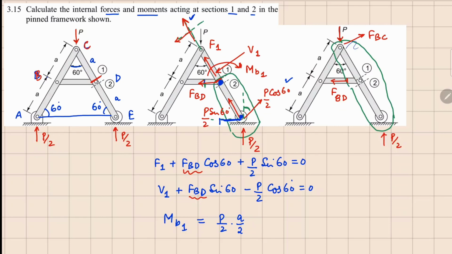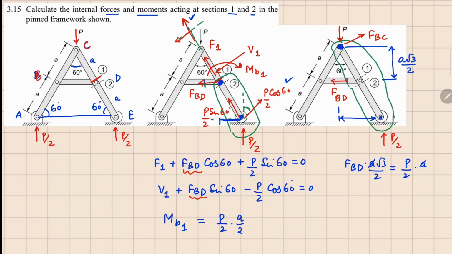So in this case, if I take moments about this top point right here, I can write a moment equation, which is FBD times this vertical distance, which is A square root 3 divided by 2, equals this P by 2 moment. So P by 2 times this horizontal gap here, which is equal to A based on the geometry given.